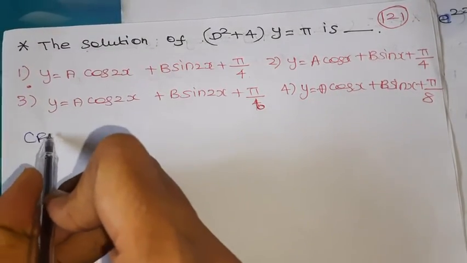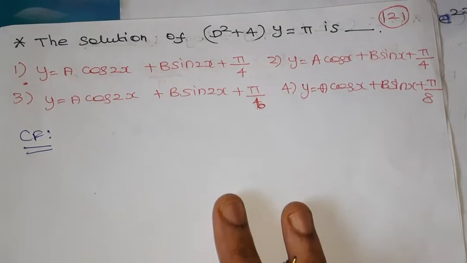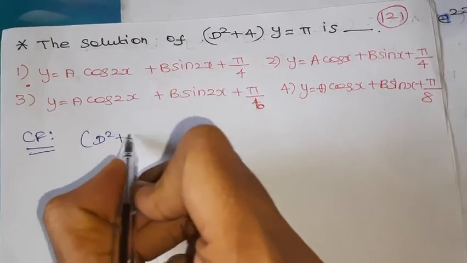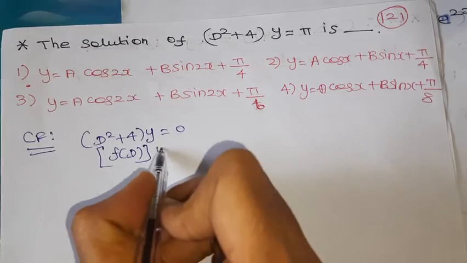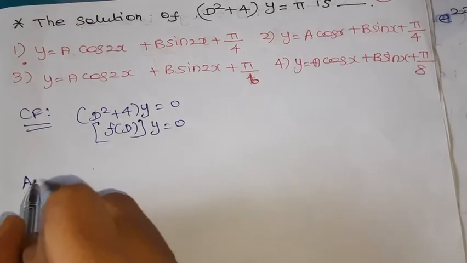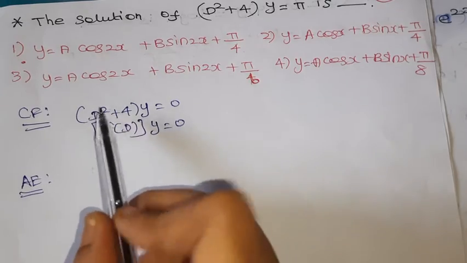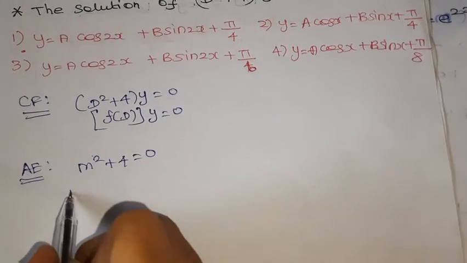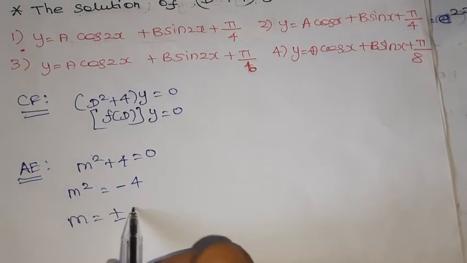Okay, first we need to find the complementary function. For the complementary function we need to assume RHS equal to 0. So (D squared plus 4) y equal to 0. This is nothing but f of D into y equal to 0. Then what is the next step? To form the auxiliary equation, just replace D by m. So m squared plus 4 equal to 0. Then find the roots for m. So m squared equal to minus 4, m equal to plus or minus 2i.